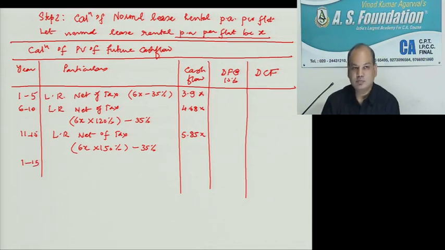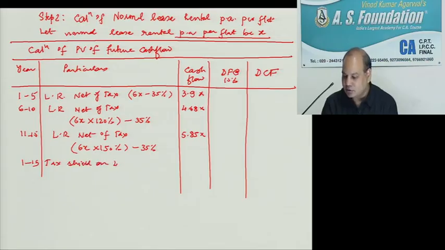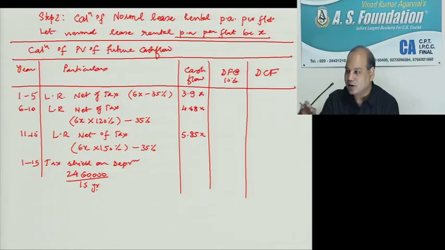1-15. Have you written 1-15 in your answer? What is that? Tax shield on depreciation. What is the total investment? 24 lakh. The problem says full cost will be written off. Full what you underlined. Divide by 15 years. Have you deducted 8 lakh also? Yes. Then what is the point of telling you underline full cost?